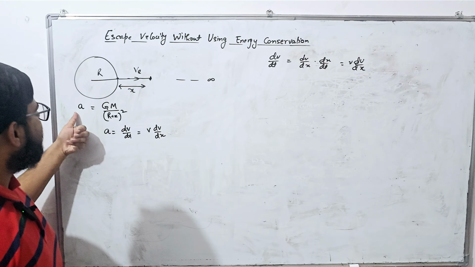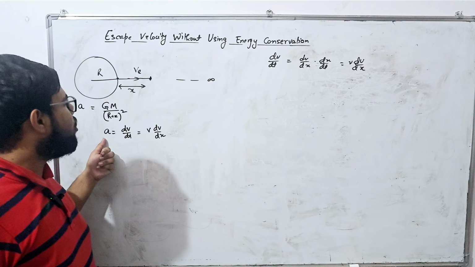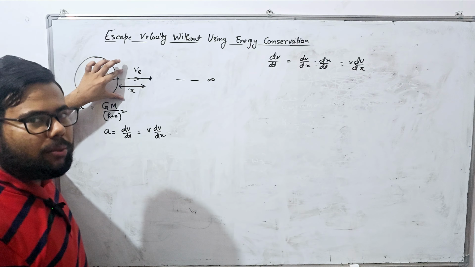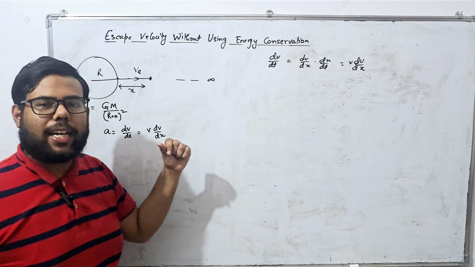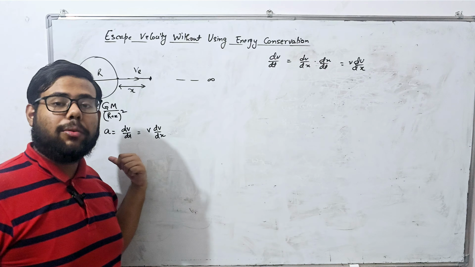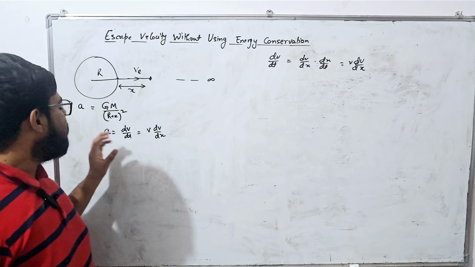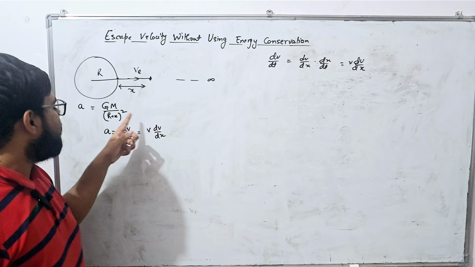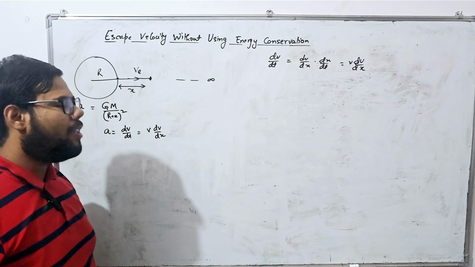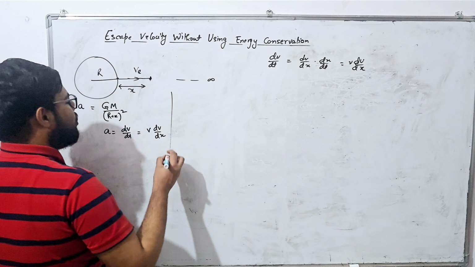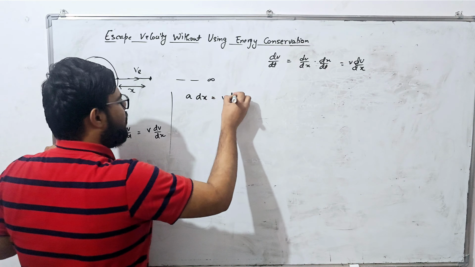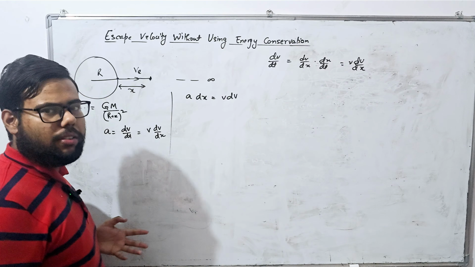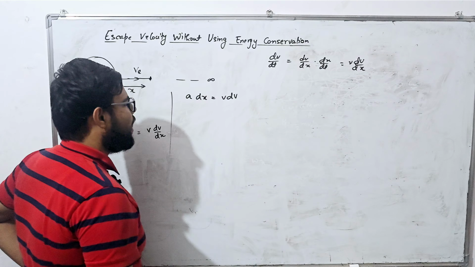So how can I relate this acceleration and this acceleration? Because when the body is thrown from the surface, the only force acting on the body is due to gravity, right? So that is why this is the only acceleration experienced by the body, right? Simple. Okay. So we get a dx is equal to v dv. Correct expression? Right. Okay. So we got this expression.